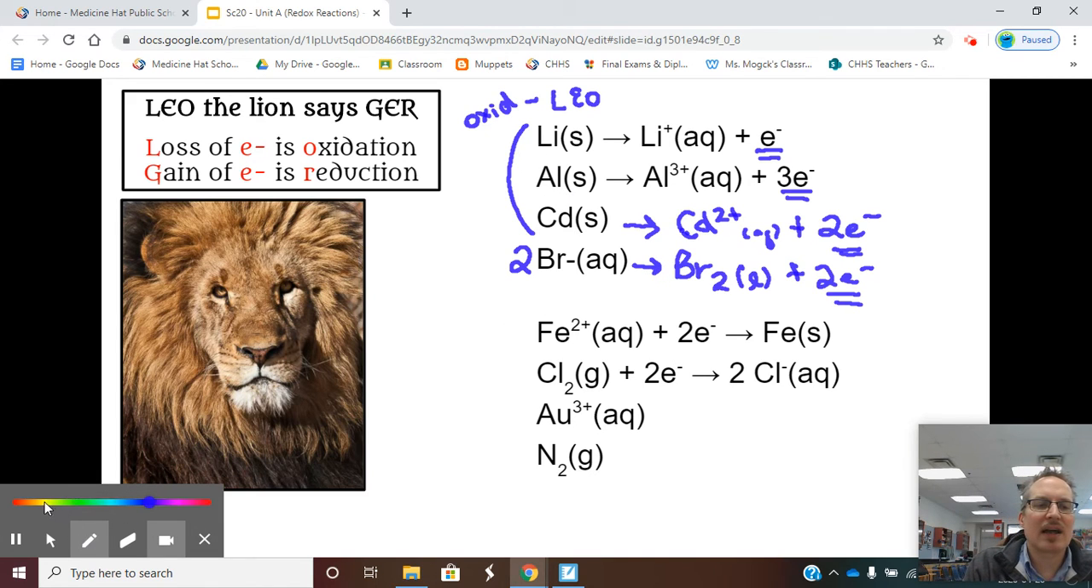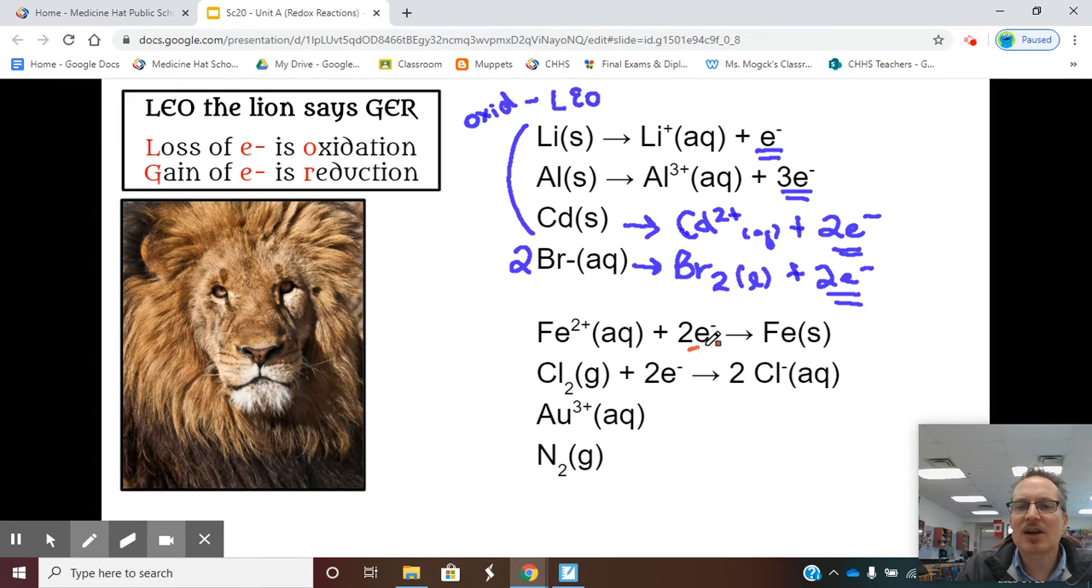Okay, let's try a different example. So we're going to go to red here. This guy has now my electrons on the left. Well, if electrons are on the left, these are going to be reduction half reactions because reduction is the gain of electrons, GERD. So iron ion plus 2 electrons, gaining 2 electrons will make iron. Let's make sure this is balanced. 1 Fe on the right, 1 Fe on the left. 2 positive plus 2 negative, no charge on the left, no charge on the right.